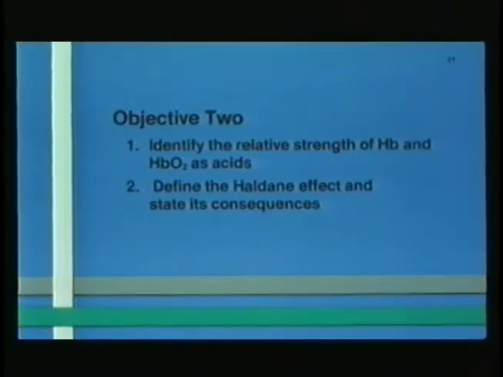Slide 21. As your second objective, you should be able to: 1. Identify the relative strength of hemoglobin and oxyhemoglobin as acids, and 2. Define the Haldane effect and state its consequences.